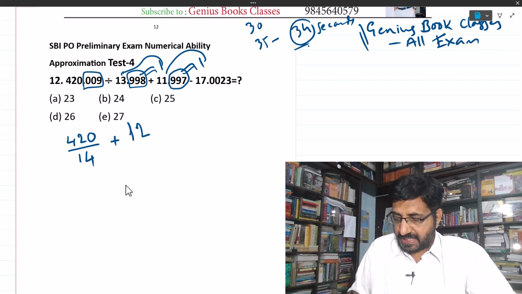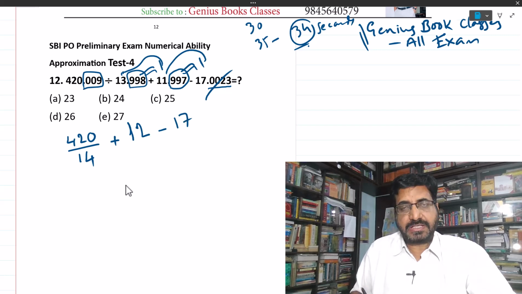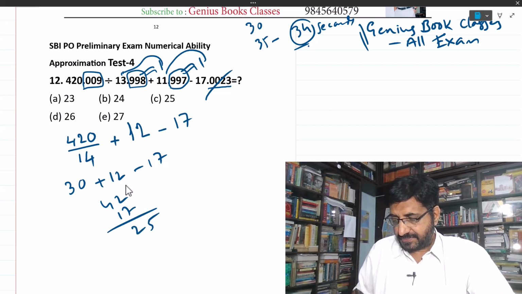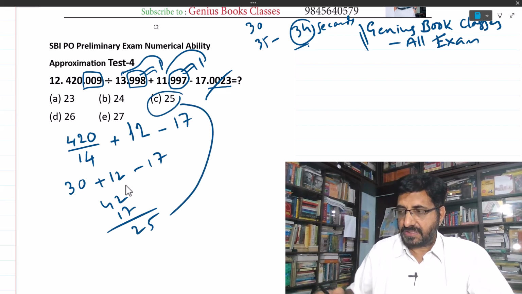Okay, then what is there? Minus 0.0023, you can neglect this. So 7, straight away you can solve first. Then apply BODMAS. Here division is there, first do this. Very simple. 14 3s are 42, so this will be 30. 30 minus 12 plus 12 is 42, minus 17 will be 25. 25 is the answer. Very simple.